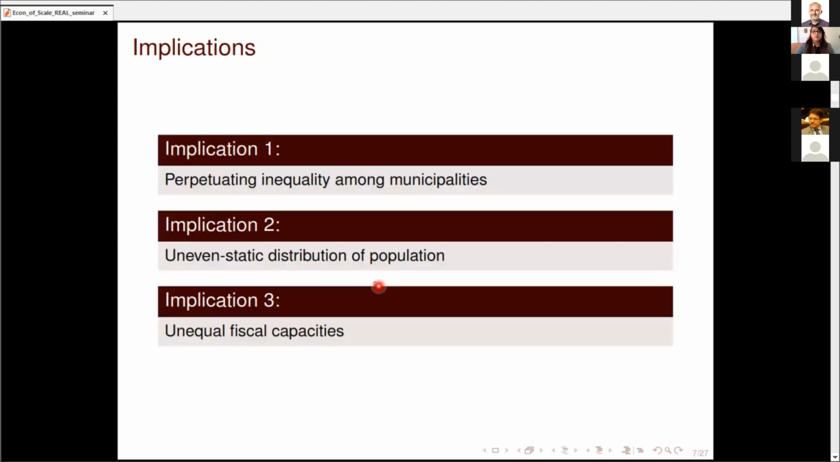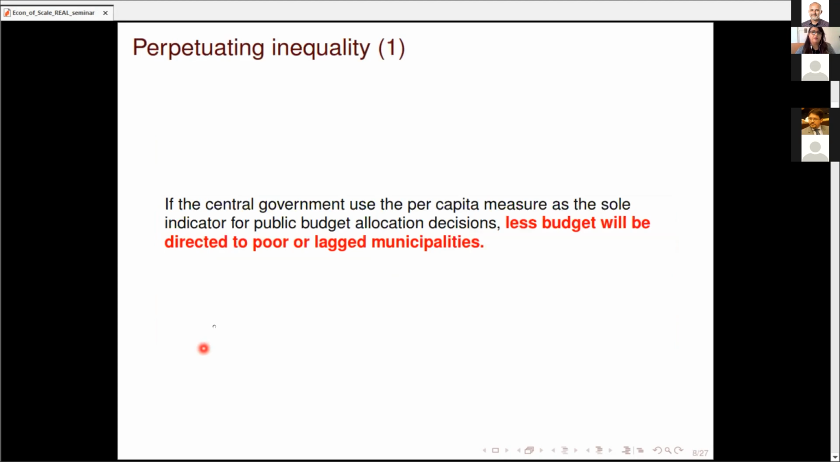So before addressing this specific issue, I want to talk about 3 main implications or 3 issues that we have to take into consideration when talking about public spending and economies of scale, especially in Chile. We will address each of these implications right now very briefly. The first one is that we can be perpetuating inequality among municipalities. Let us assume that the central government used the per capita measure as the sole indicator for public budget allocation decisions. Under this criteria, less budget will be directed to poor or lagged municipalities.